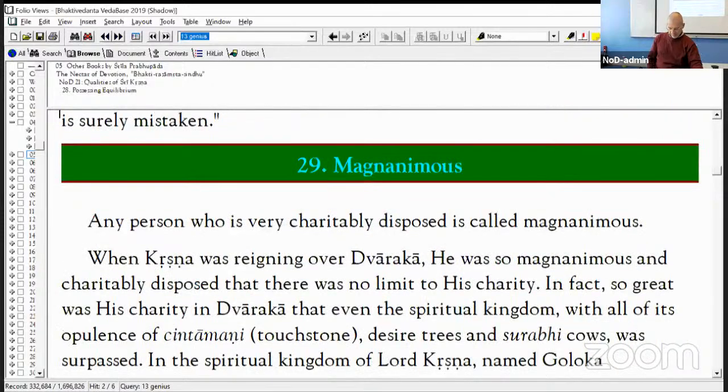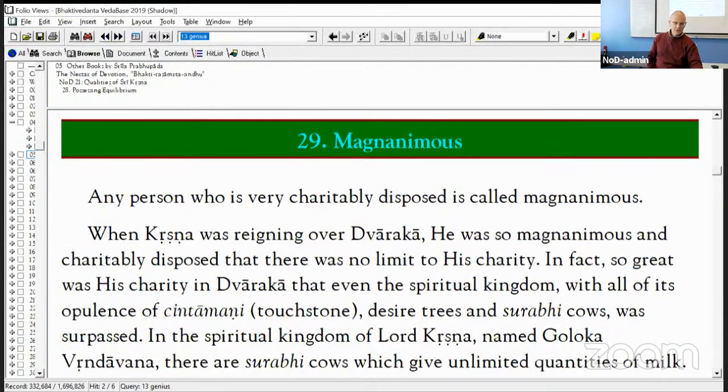Okay, 29, magnanimous. Any person who is very charitably disposed is called magnanimous. Vadanya. This is Krishna, the quality of Chaitanya Mahaprabhu, Mahavadanyaya. Every time we offer prasad, we remind Chaitanya Mahaprabhu that he is generous. Don't eat everything. Hare Krishna. Strangely enough, he's very generous, but yes.